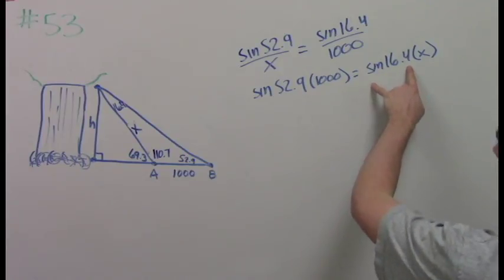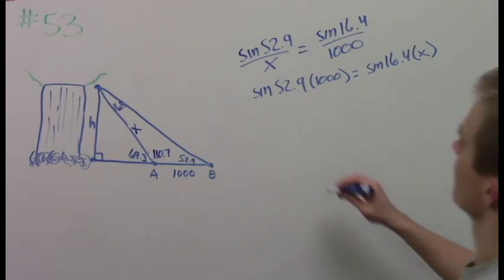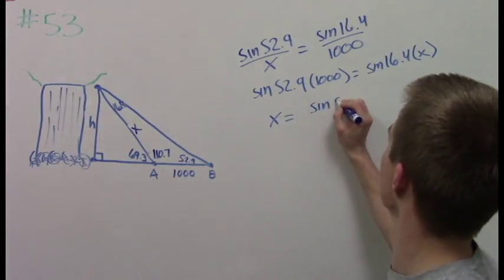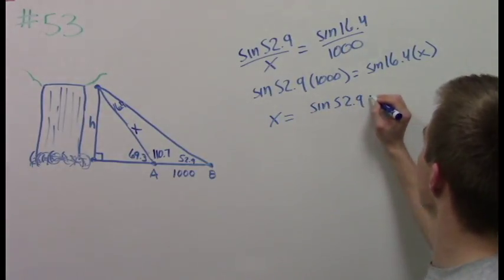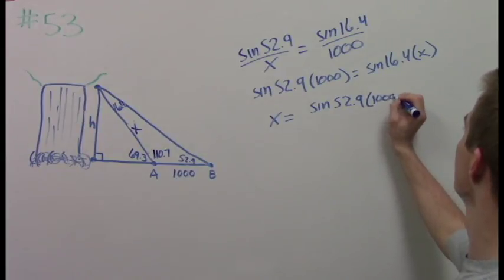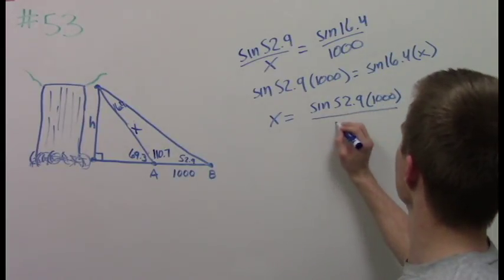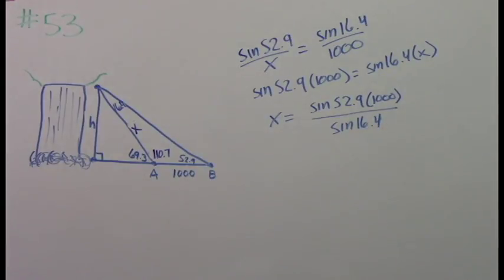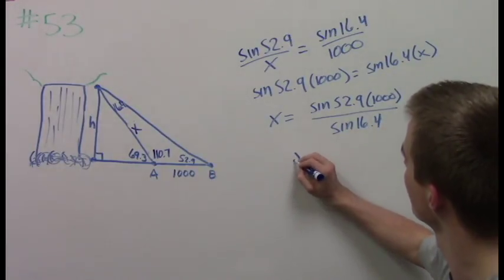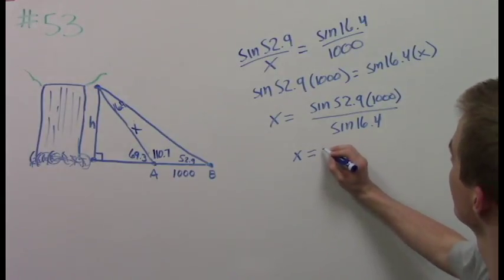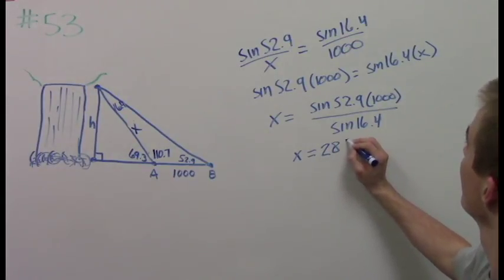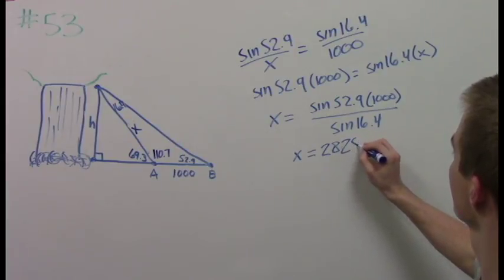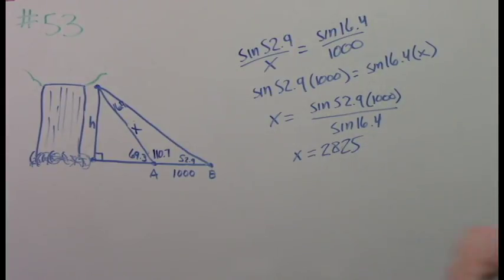And then we'll just divide both sides by sine of 16.4, and we get x is equal to sine of 52.9 times 1,000 all over the sine of 16.4. And when you punch that into the calculator, you get 2,825. And so that's solved for x.